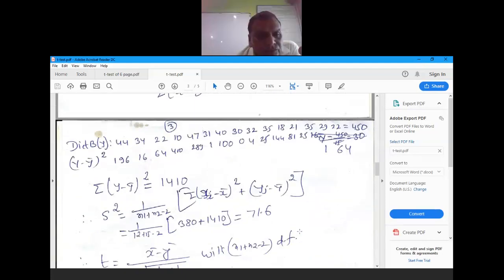Okay. So if you calculate the value of s squared, this is equal to 71.6. So you check it.